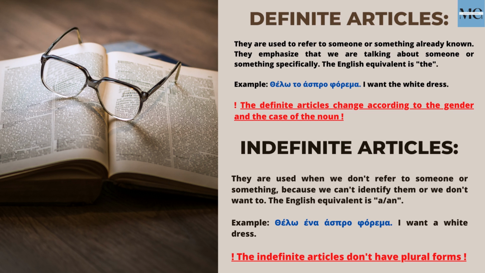Well, the second kind of articles is the indefinite articles. They are used when we don't refer to someone or something because we can't identify them or we don't want to. The English equivalent is "a" or "an". Example in Greek: θέλω ένα άσπρο φόρεμα, which means I want a white dress. It doesn't matter which one, I just need it to be white. I don't specify which is the white dress. The indefinite articles don't have plural forms, you have to remember that.